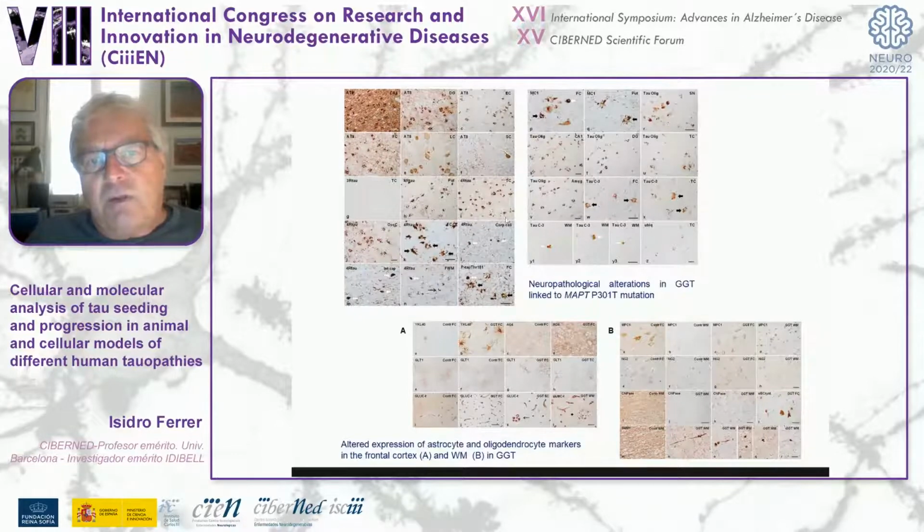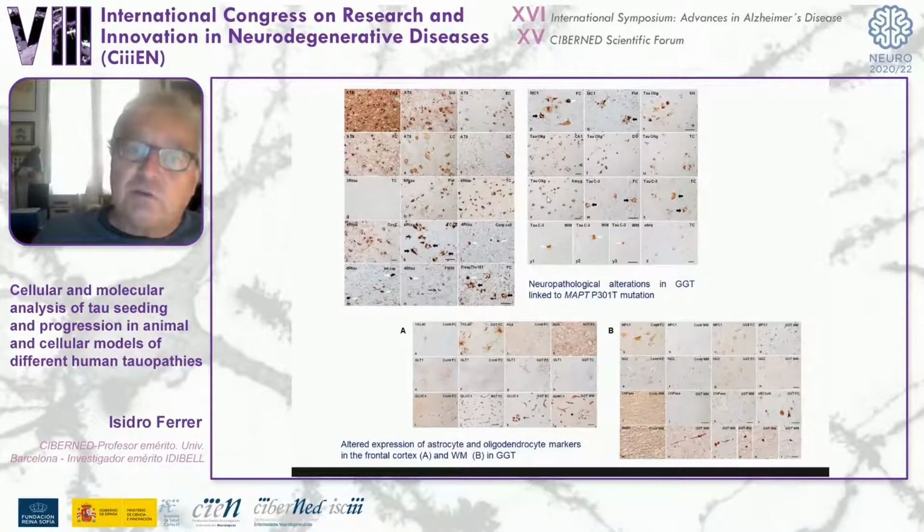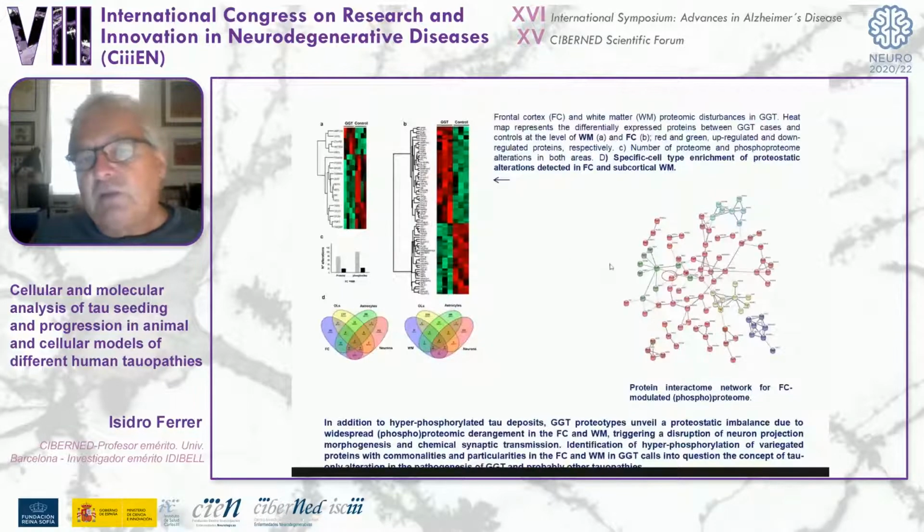This is a 4R tauopathy, with involvement of neurons and glial cells. And glial cells show the presence of very typical glial inclusions in astrocytes and oligodendrocytes. What we have studied is the kind of alterations that exist in astrocytes and in oligodendrocytes by using immunohistochemistry and also transcriptomics, followed by validation.